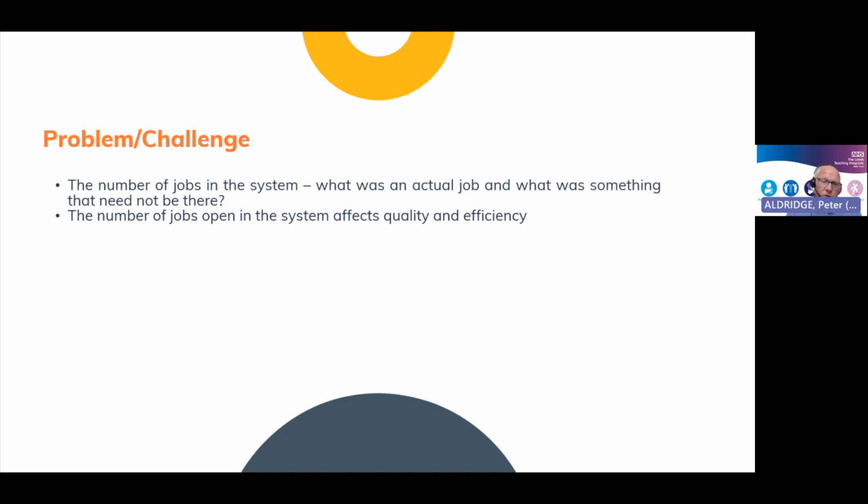So the number of jobs open in the system, to us, affects the quality and the efficiency of the service that we can give. And I'm sure you've all been subject to putting a job in and having to chase it up two or three times with estates before somebody comes and looks at it. So that was what we were trying to improve.